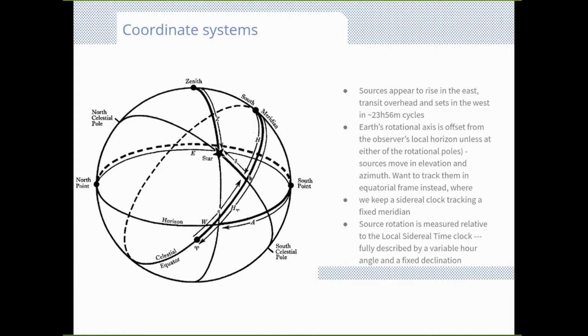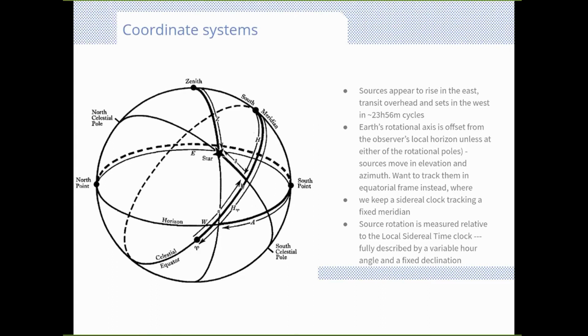Now, if we have the clock of the observatory, so the local sidereal time to this meridian, so the time that it will take for that meridian to pass directly overhead of the observer, then we can work out the hour angle it will take for that particular source to pass overhead of the observer, so pass overhead through this north-south meridian.